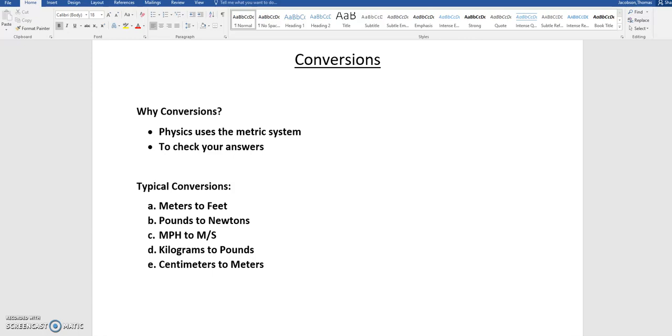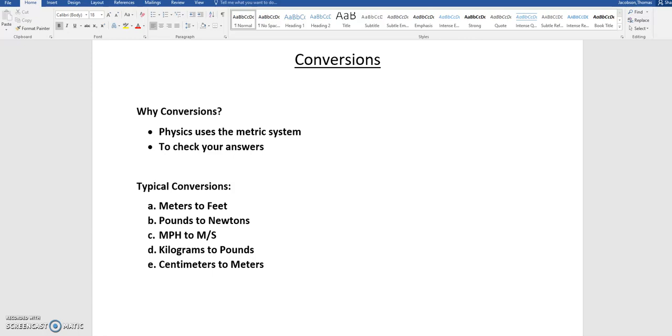The other reason is to check your answers. There could be a lot of times at the end of a problem where you solve for a car that's traveling 400 meters per second, and you realize that that car is going about 800 or 900 miles per hour, and you can realize that maybe you made a mistake in the problem. So it's possible to check your answers by converting.